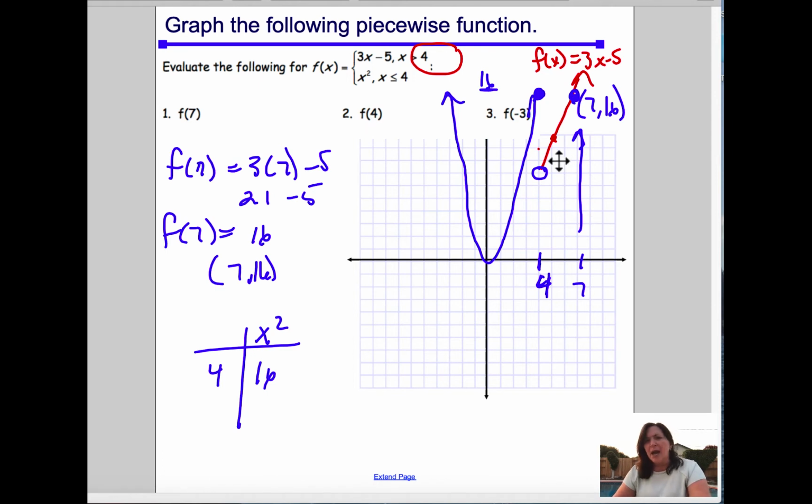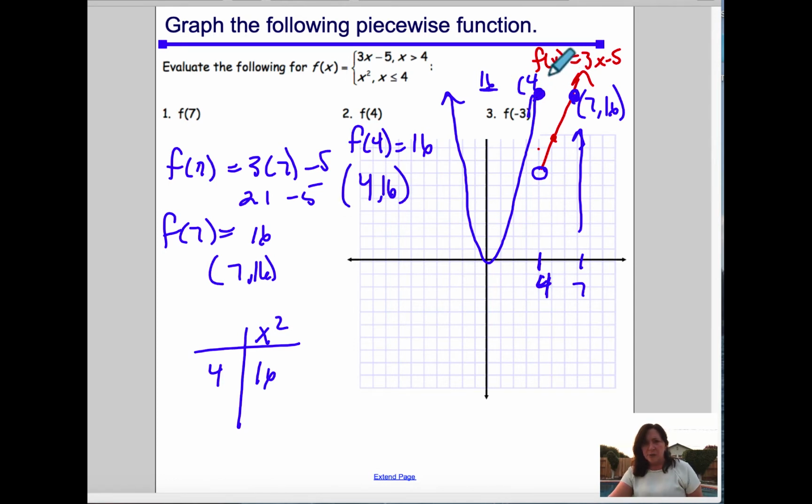F of 4, we're not going to use the line equation because, remember, for the line equation x has to be greater than 4 but not equal to 4. So the only one that I can use for 4 is this one, the x squared. We've already done that, so we know that f of 4 is equal to 16. That means I have a point at (4, 16), which is right here, which we already knew.